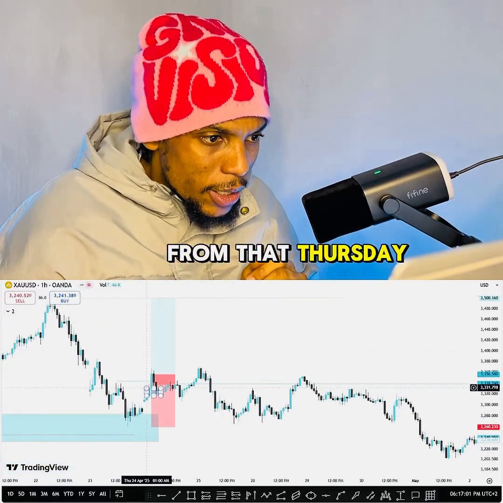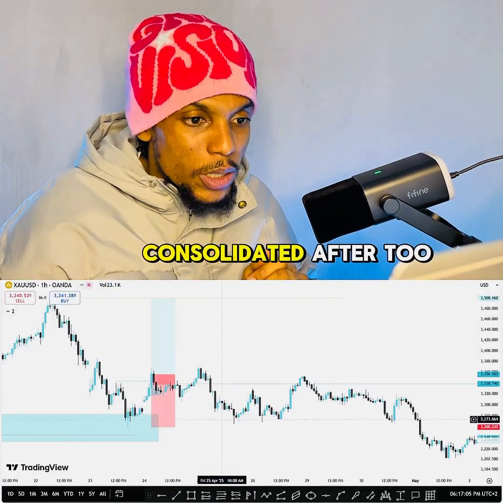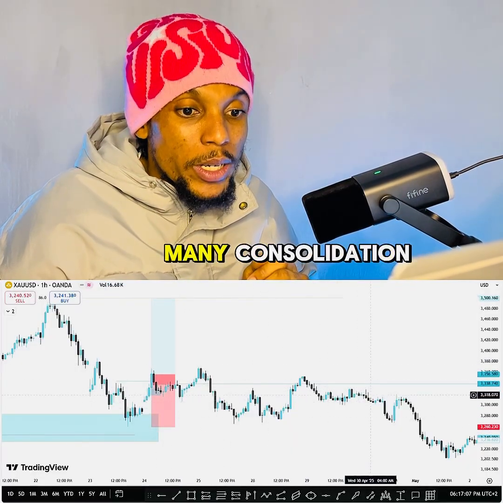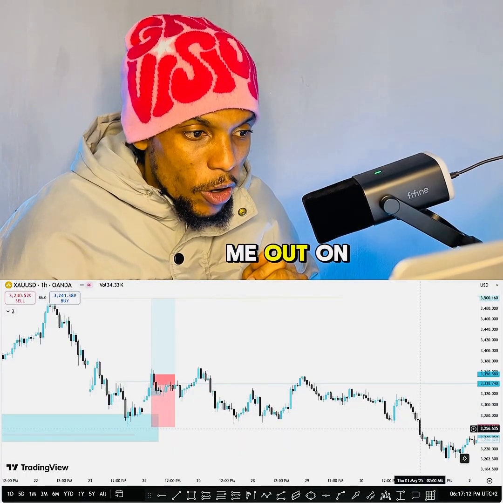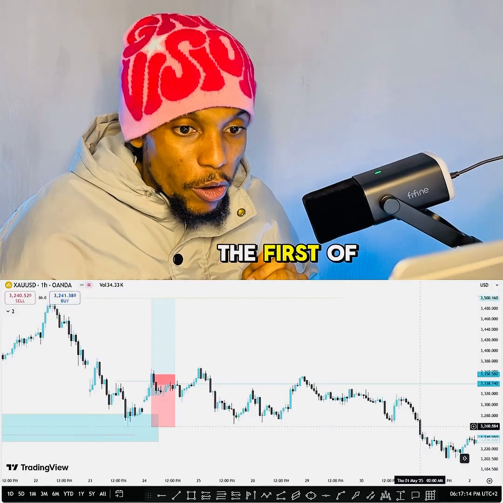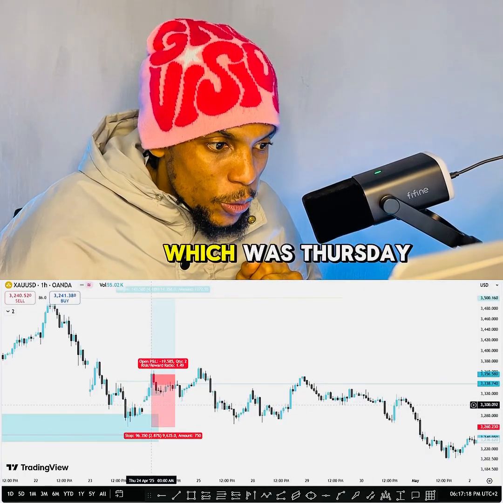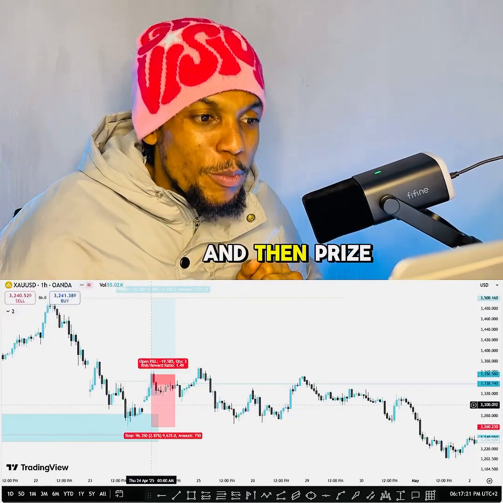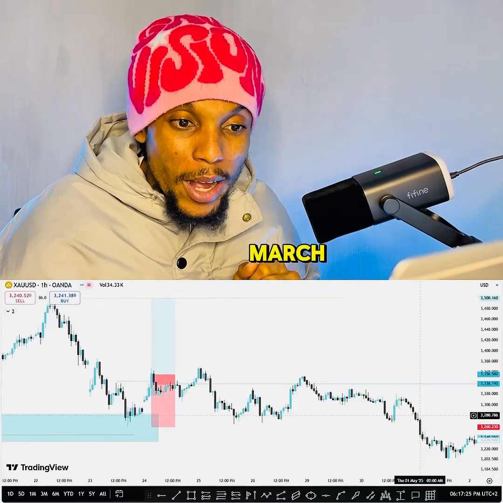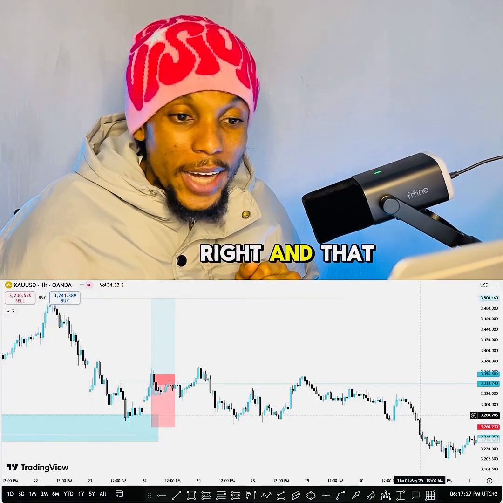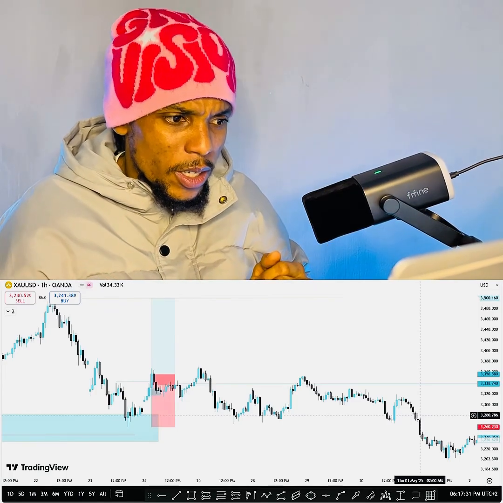From that Thursday, it took one week, then consolidated. After too much consolidation, it took me out on another Thursday, which was on the 1st of March, right? I entered this trade on the 24th of March, which was a Thursday, and then price took me out on another Thursday, which was on the 1st of March, right? And that is swing trading for you. That is my style of trading.